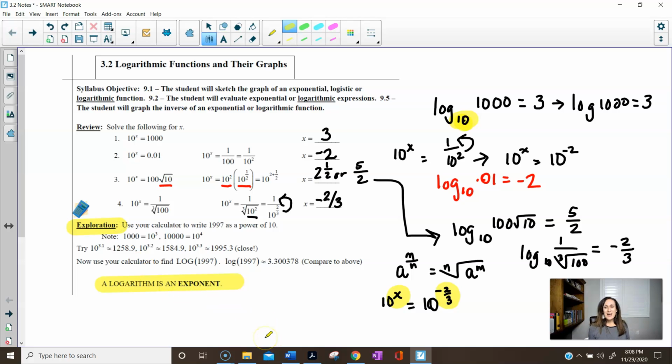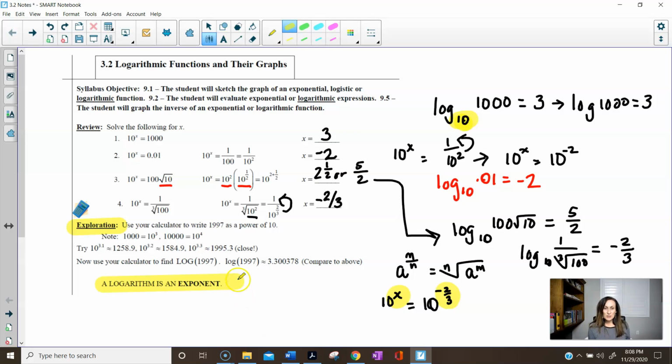When I was in high school, we used to have to look up logarithms in the back of my textbook, which people with calculators were able to solve for us. So now we have logarithms on our calculator, which is amazing.